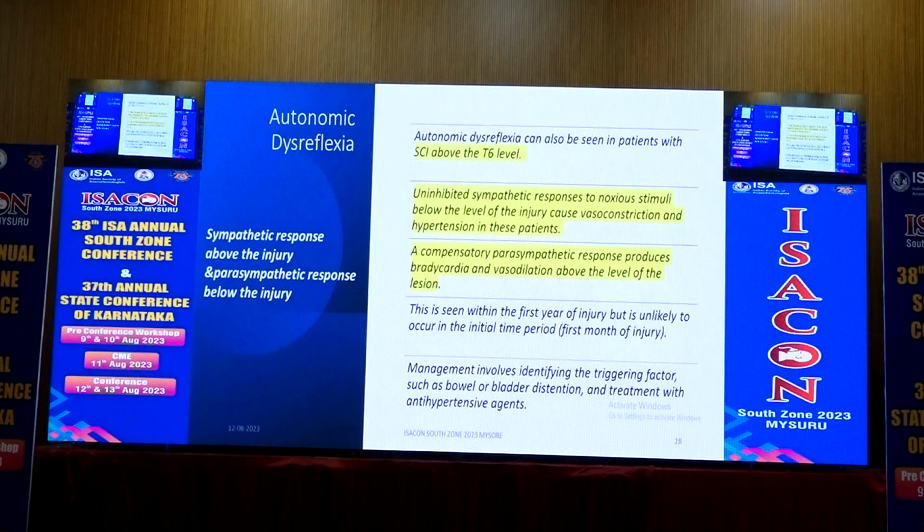And next, coming to autonomic dysreflexia, this is nothing but the sympathetic response above the injury is going to be exaggerated, and there is going to be exaggeration of the parasympathetic response below the injury. This is usually seen within the first year of injury, but it is unlikely to occur within the initial time period. So this is just for information, I have put this slide, this is not within our scope.